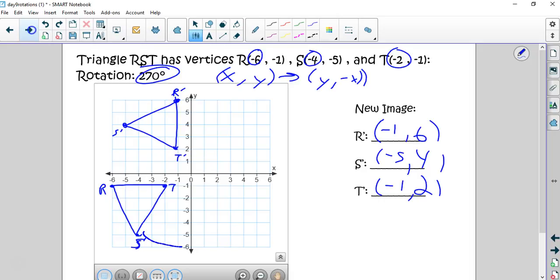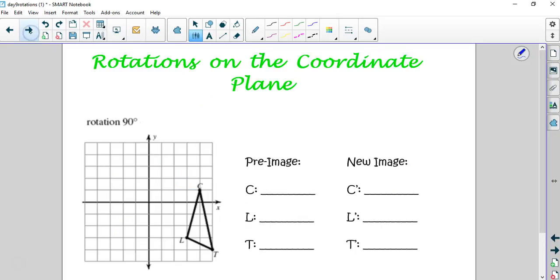So this rotates around 90, 180, 270 degrees. Which is why the T just kind of came here. S came all around this way. And you can see R end up on top. You'll get used to this.